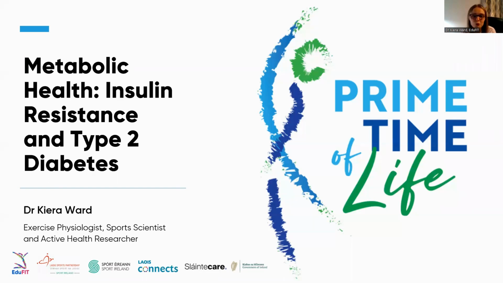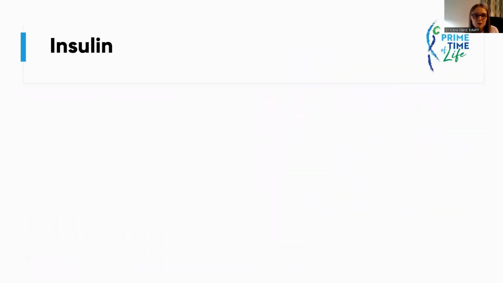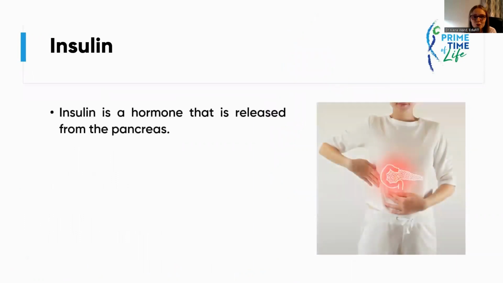And tonight we're going to go through a very quick overview of metabolic health with a specific focus on insulin resistance and type 2 diabetes. Before we get started and delve in too much, it's important to understand what insulin is. Insulin is a hormone that is released from the pancreas. That's a really small organ in the abdomen, and the picture on the right just helps you to visualize where it actually is.